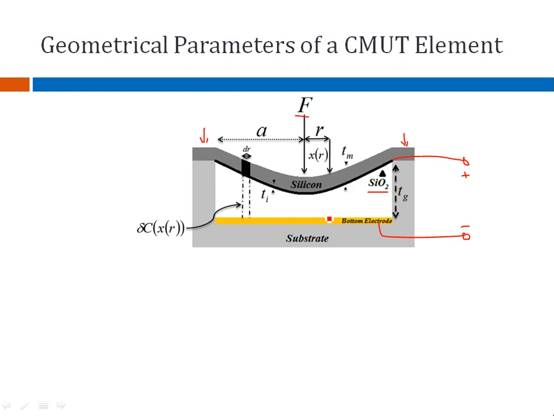This thickness is represented by Ti, which is the insulation thickness. Tm represents the membrane thickness, which is the moving part of the CMUT. r is the radial position of the membrane. x of r is the profile, so the capacitance of this concentric ring, which has a radius of a, is dependent on this profile, right? So the capacitance is a function of the profile. Here you see the incremental capacitance over a very small section dr, for which the profile is x of r. So how you find this capacitance is in terms of the profile. The profile is going to define the deflected capacitance of the CMUT membrane.